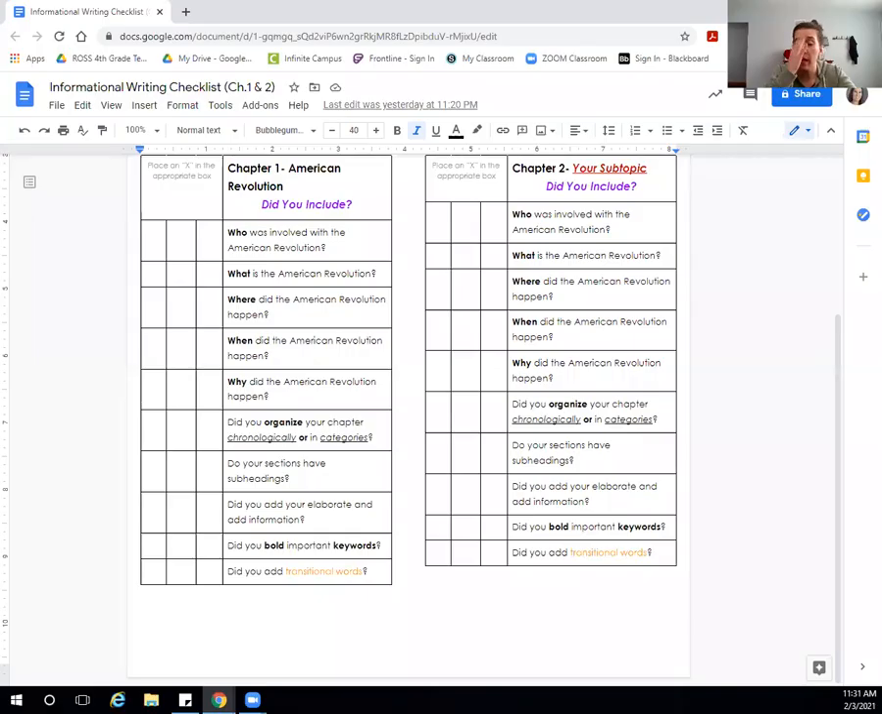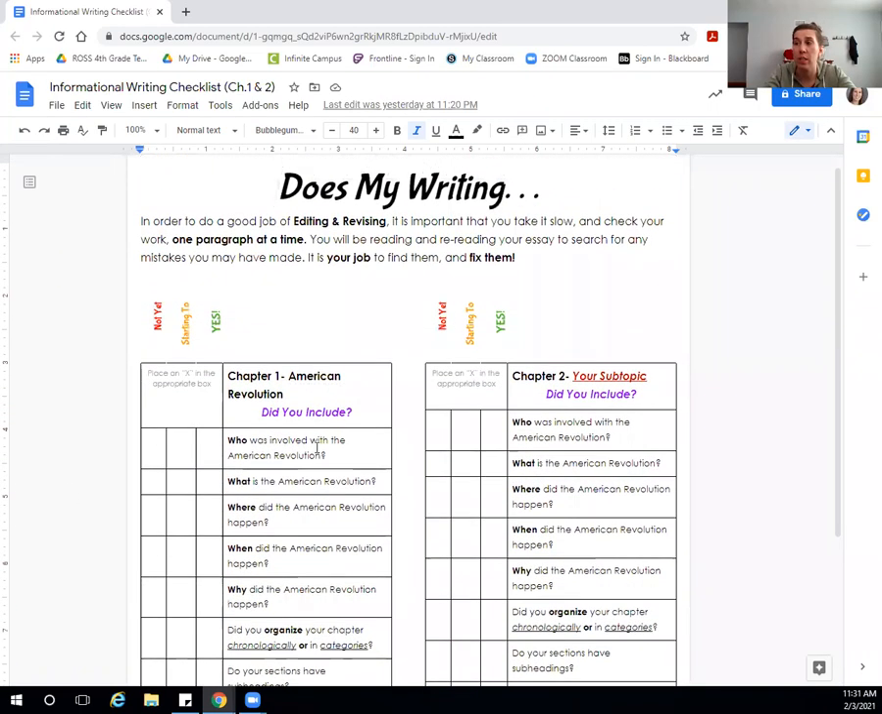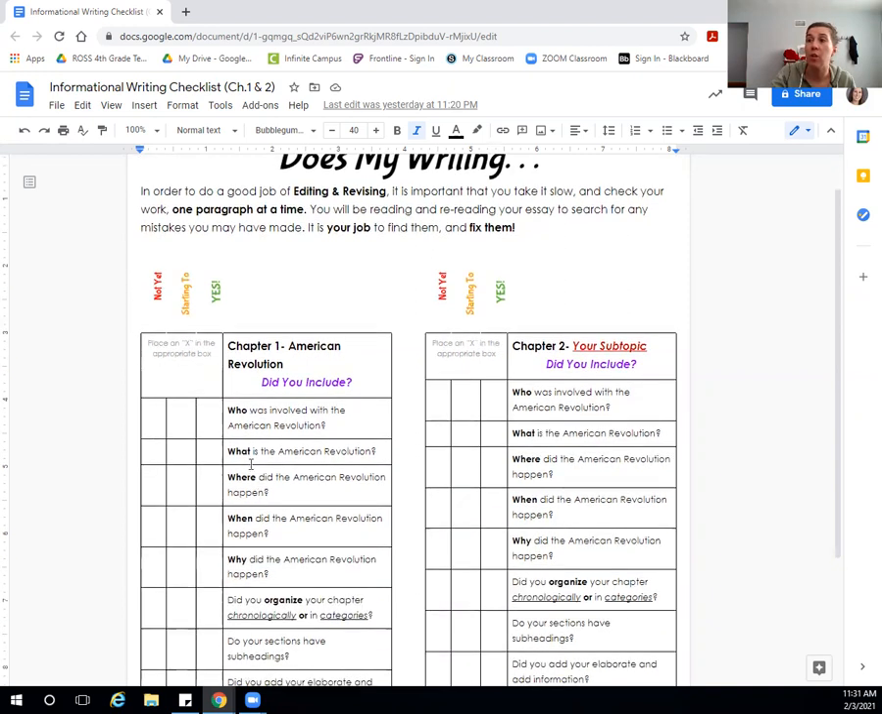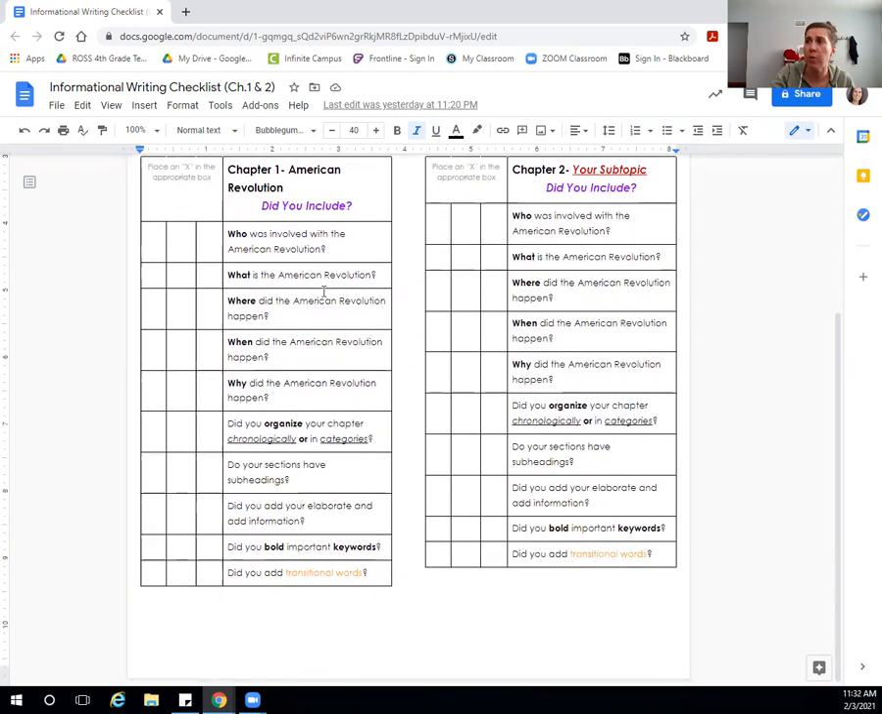All right, so I went ahead and pulled up my writing checklist. We've done these kinds of checklists before, where you are going to be rereading your paper step by step, and you're going to be answering if you do have this information, that's a yes, if you're starting to do it or not yet. So I have these questions for both chapter 1 and chapter 2. For chapter 1, it says, who was in the American Revolution? If you notice, I have the who, where, why, when questions.